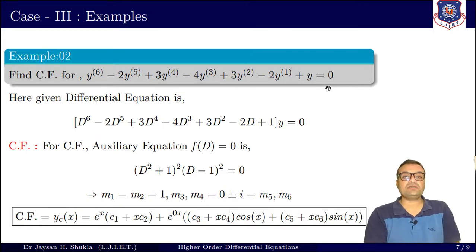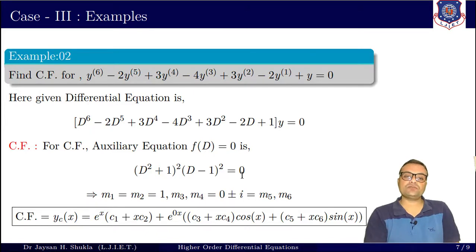So, this equation is a sixth order differential equation. I am considering operator form and the auxiliary equation f of D equals 0. You can simplify this very easily by splitting 3D squared into two parts, 2D squared plus D squared. It will give you (D squared plus 1) whole squared into (D minus 1) whole squared equals 0.